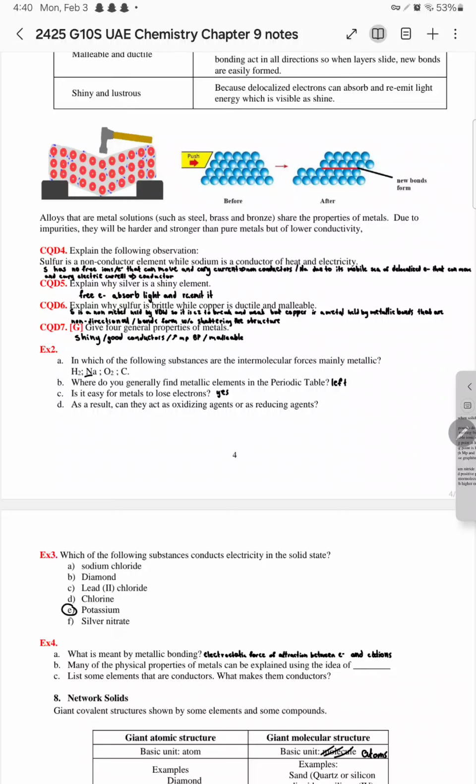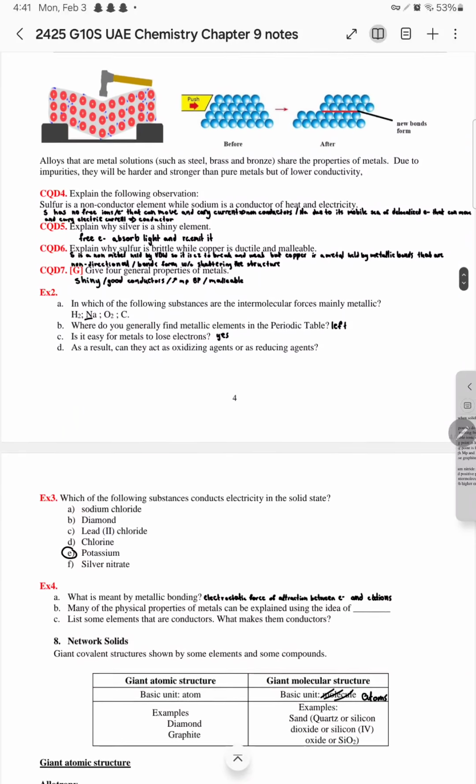Whereas Na, not NaCl, sorry, my bad, due to its mobile sea of delocalized electrons that can move and carry electric current, is a conductor. Silver is shiny because the free electrons absorb light and re-emit it.